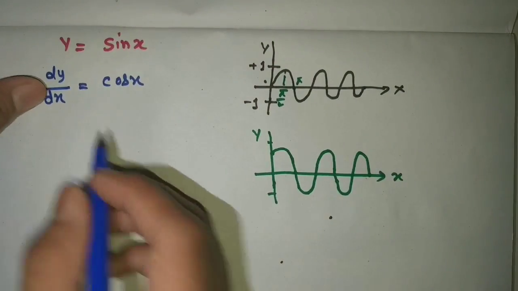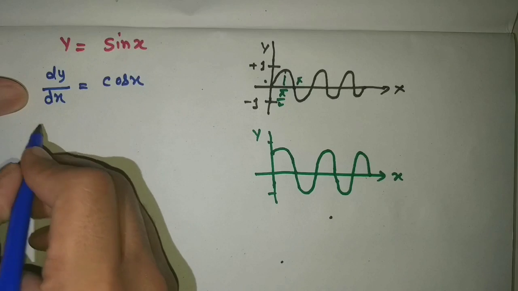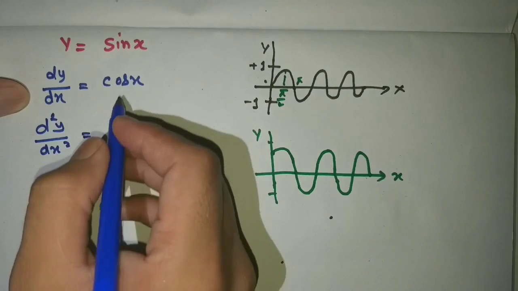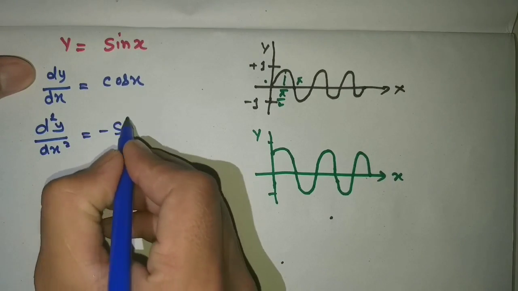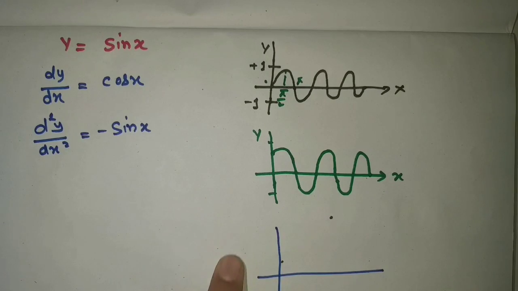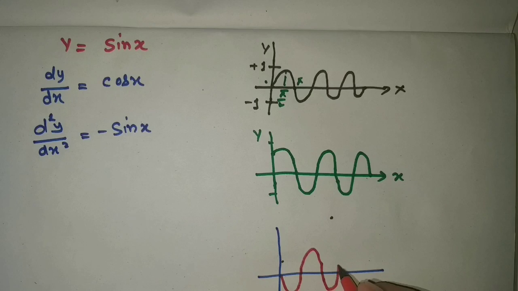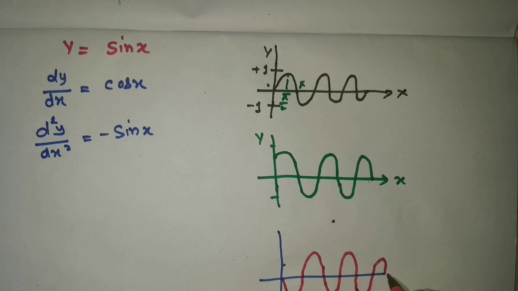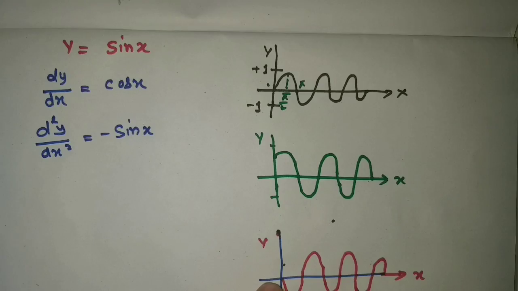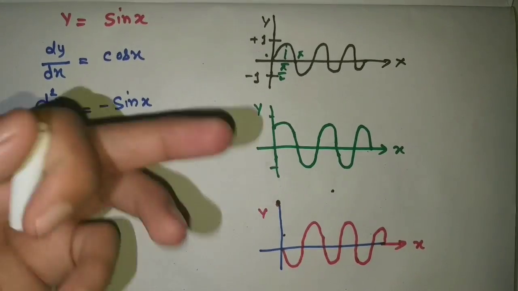If I differentiate this equation again, it will be d square y over dx square. That will be cos, the differentiation of cos x is minus of sin x. This tells us again, if I draw minus sine x, what will that be? It will start from downwards. The equation of minus sine x, I mean to say y versus x. If I draw the curve of minus sine x, it will look like this. So now you have got my point.